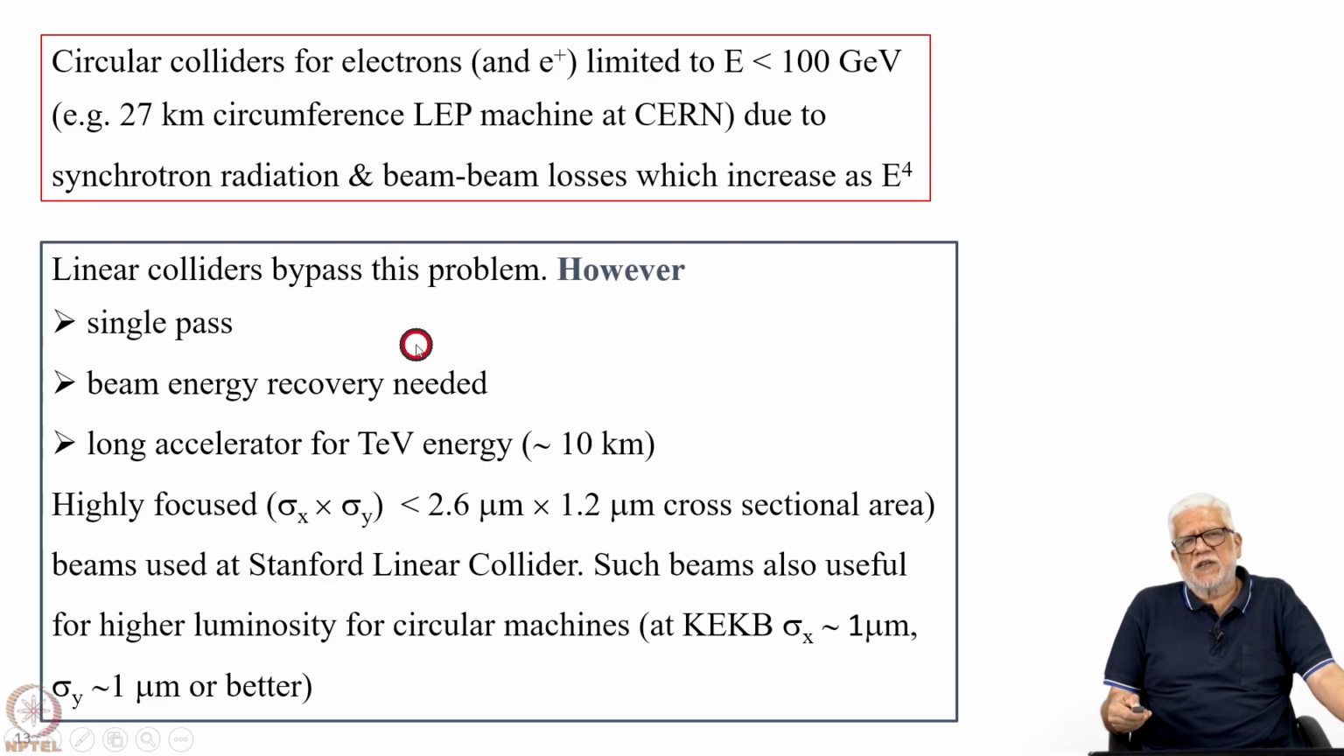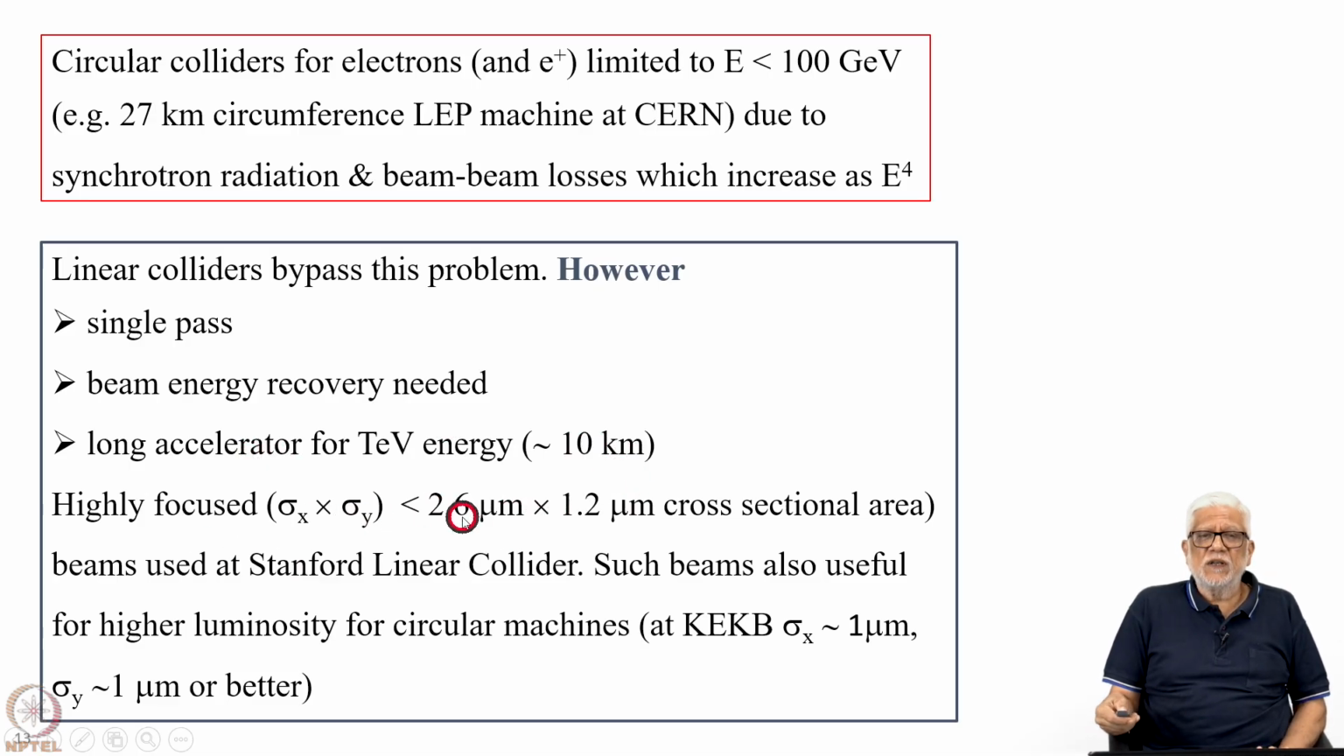I mean, the small amount of acceleration that is there when you accelerate it in a LINAC does not lead to such a heavy energy loss. However, the problem is that this is a single pass machine. Okay. So, in a single pass machine, of course, there is a lot of energy in the beams. So, you have to devise methods of recovering the energy in these beams and then going through the whole process again. Also, because it is linear, the accelerator is long. So, for a TeV energy, for instance, you require something like a 10-kilometer long machine.